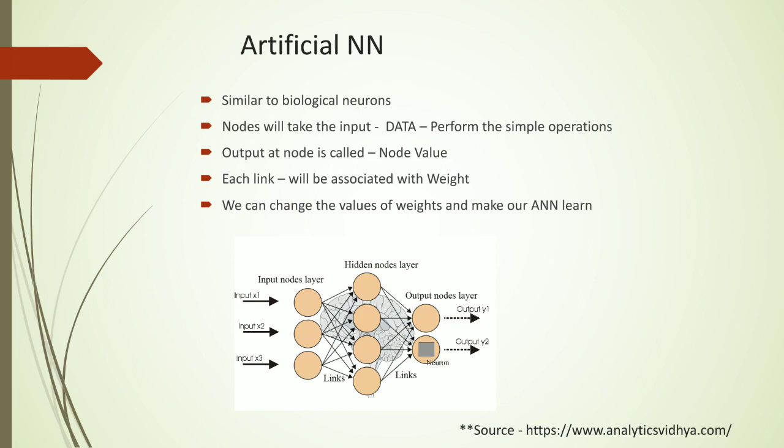There's a diagram here which shows the input layer and then the hidden layer where the processing is taking place, that is our brain, and then the output layer where we can get the outputs. The weights play a very important role in this. We have to change the weights so that we can get the best output.